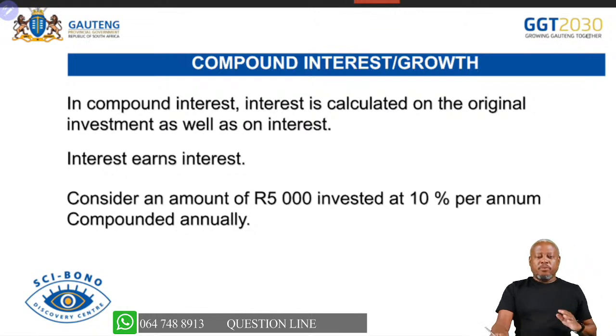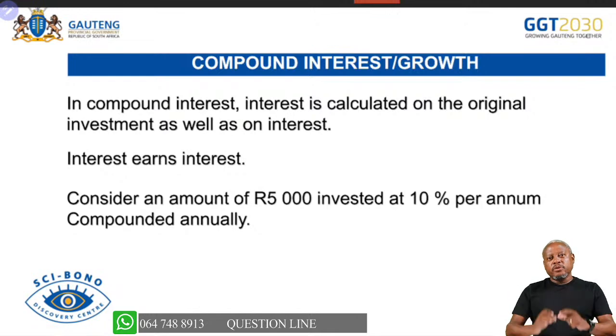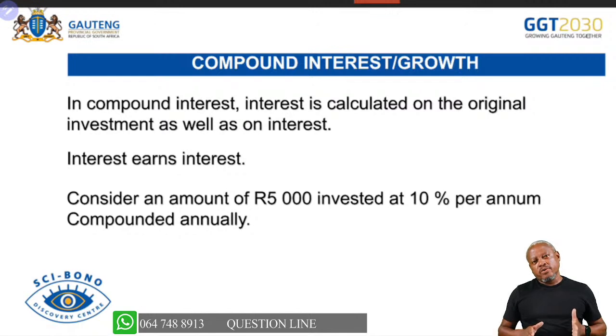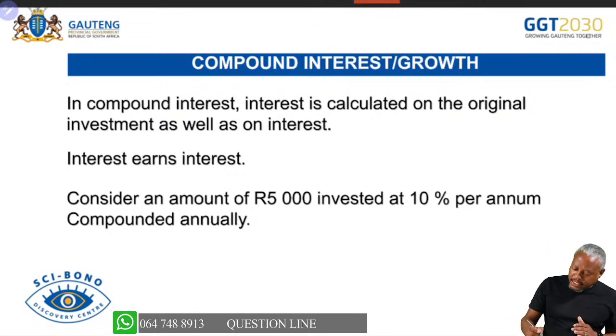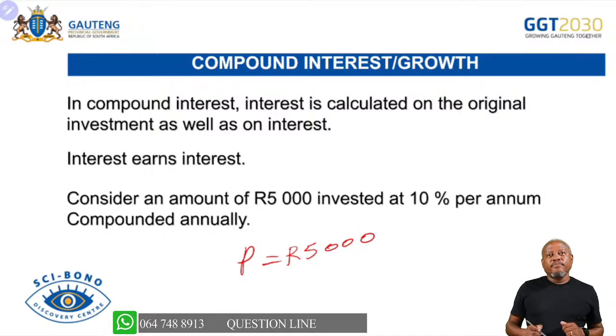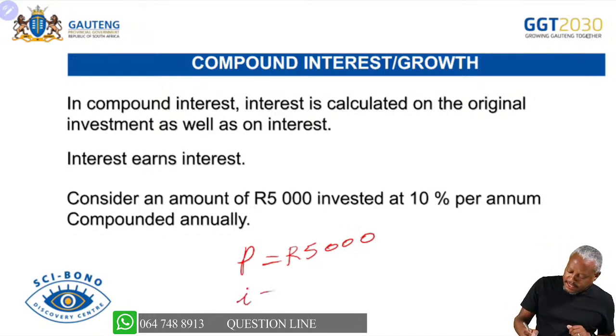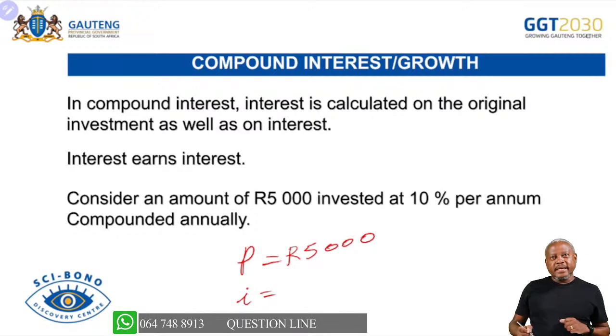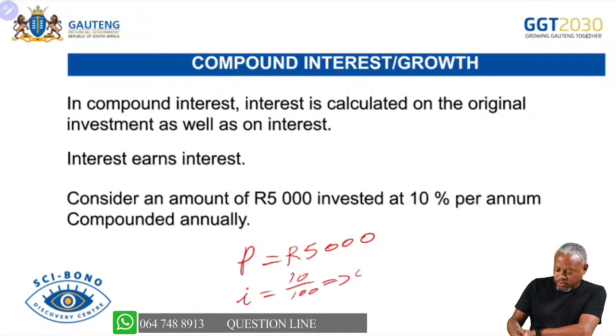So firstly, you need to be able to read your statement and formulate your data. When you formulate your data, when you say what is your 5,000, it represents what? The principal amount, which means you can write your P, it's equivalent to how much? 5,000 rand. And then what is your I? It is 10%, which is equivalent to 10 over 100, which implies 0.1.